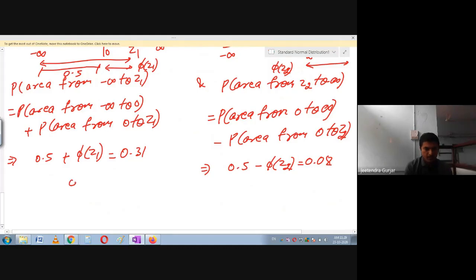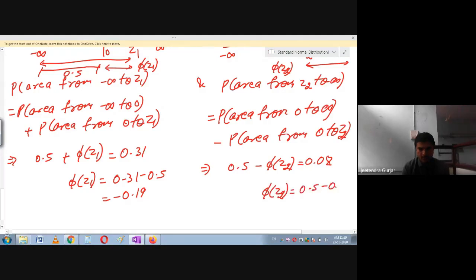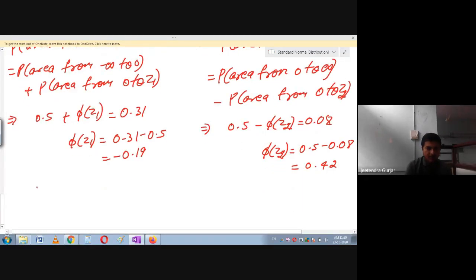Now simplify this for phi of z1. What will be the value, students? It is 0.31 minus 0.5, and the value you are going to get is minus 0.19. Similarly, bring phi of z2 to this side, so phi of z2 becomes 0.5 minus 0.08. I've just interchanged this; you can calculate it in the calculator. You're going to get 0.42.